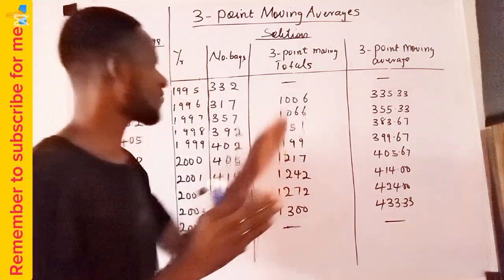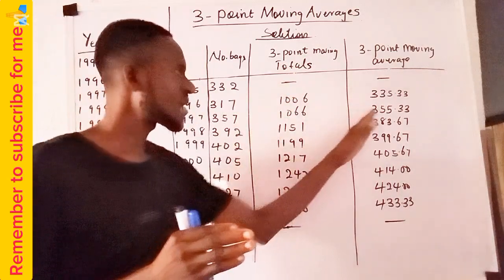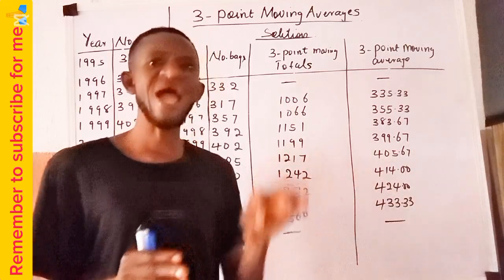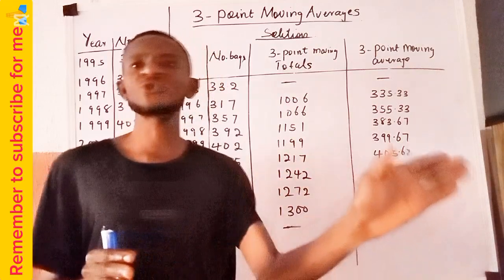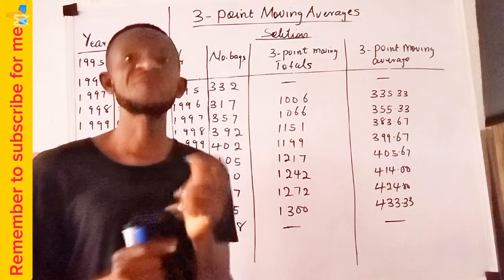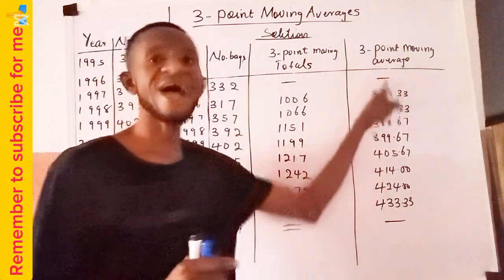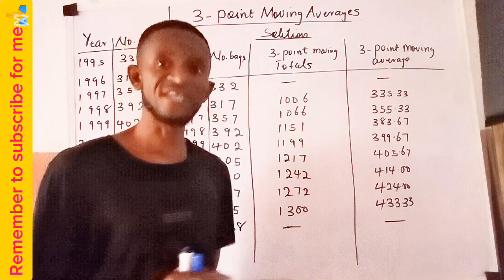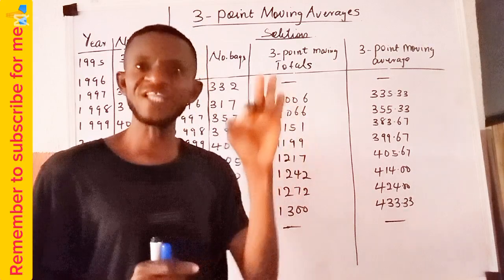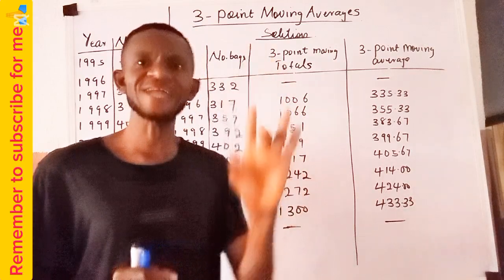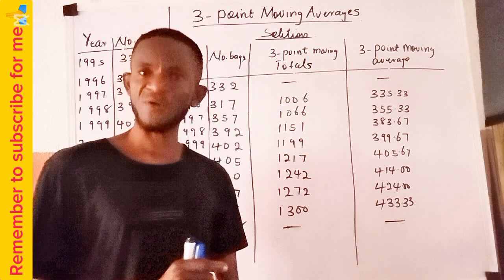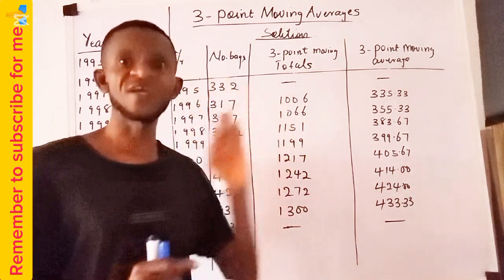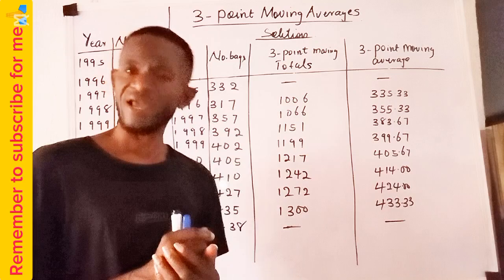That is, of course, always the disadvantage of moving averages. Because when you have computed your moving averages and you want to work with these moving averages on the grounds that you have smoothed out your trend, you find out that you do not have the original number of data points again. You are working with data points that are less than the original data points. And of course, it is a disadvantage of moving average methods.